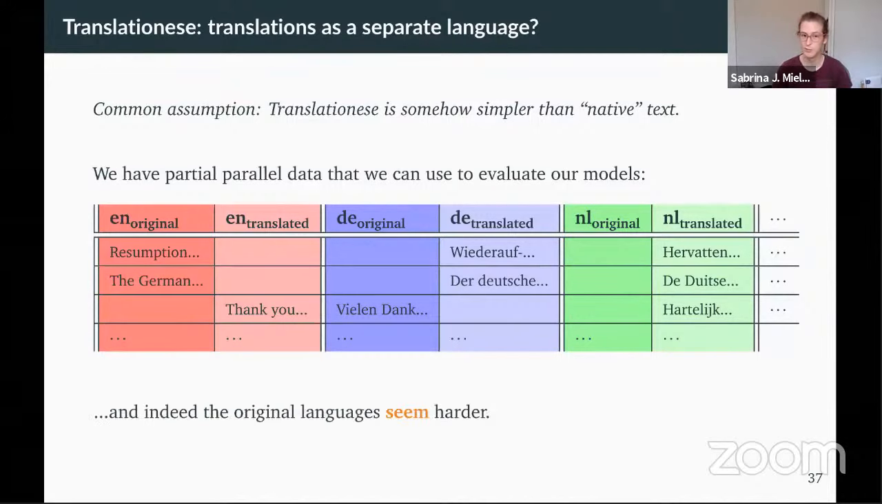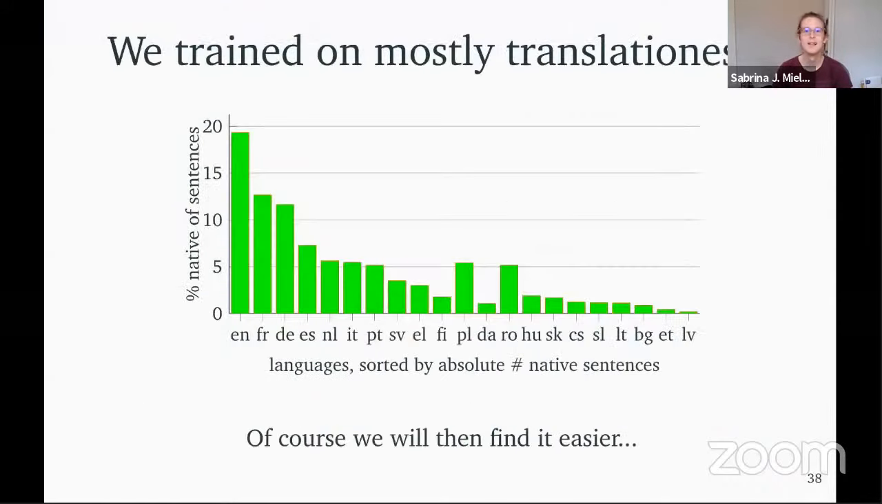So if we do that, we find out, yeah, the original languages are harder. They have a higher difficulty. So is this all? Well, no, we missed something. We missed something very crucial. And luckily we found this before submitting. We trained mostly on Translationese, right?